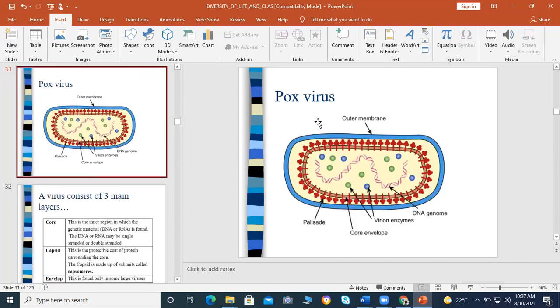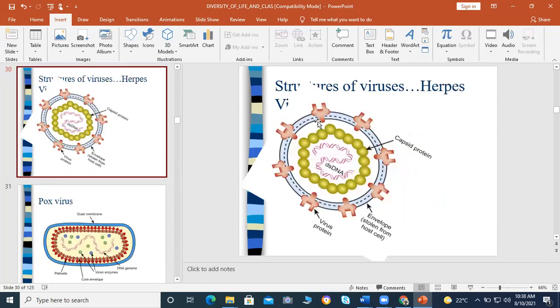Very simple structures. When you look at the blue line, it is the envelope. Then the brown layer is the capsid, and then the core is where we have the genetic material, where you are seeing the viral enzymes and the DNA. Look at the apes, it's still the same. The envelope is the outer layer you're seeing with the dotted line. Then that one, like a ribbon, is the capsid.